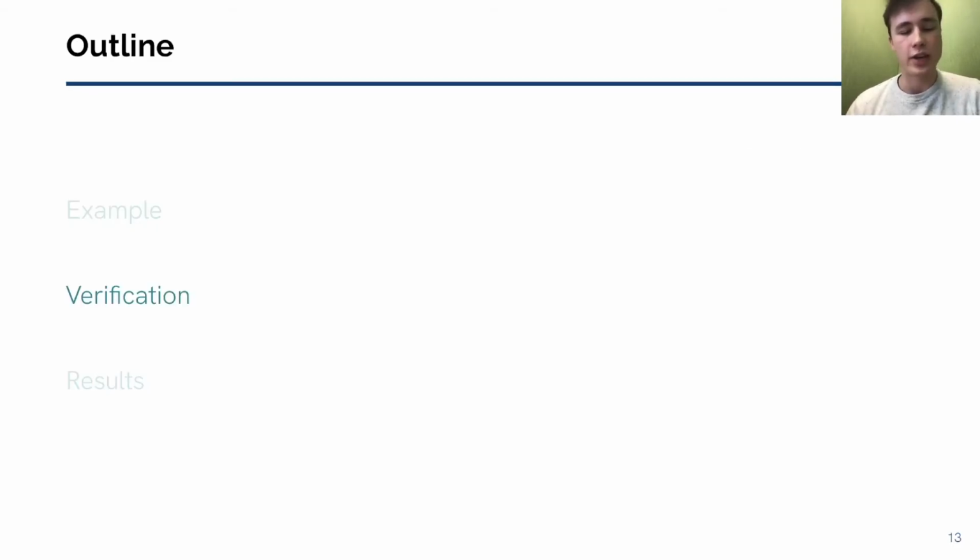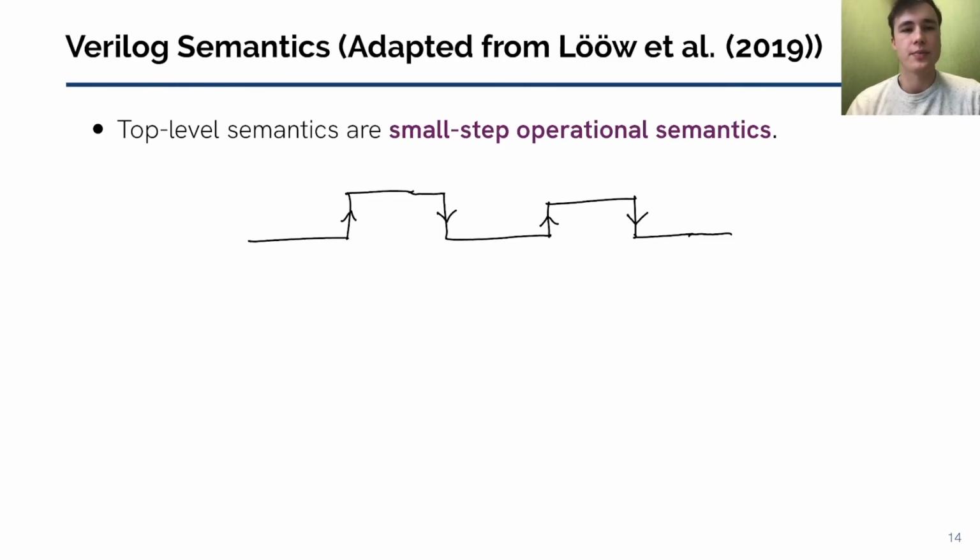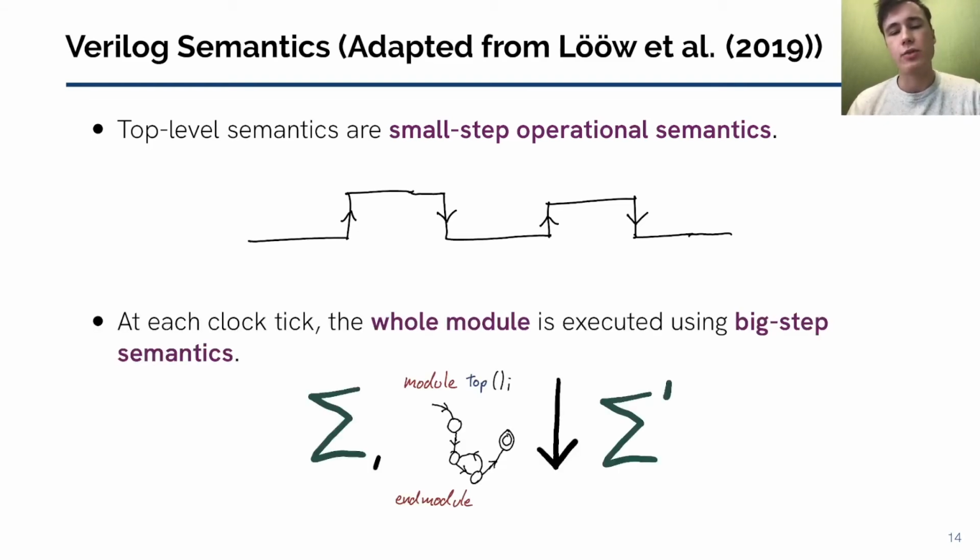So now for how we actually do the verification of the translation. First, looking at the semantics that we use. We use a small step operational semantics that we adapted from Loow et al. from 2019. And the main idea behind these semantics is that the top level of semantics is basically a small step semantics where every clock cycle is one small step. And so at every small step, we actually then perform a big step and execute the whole module in one go at every clock cycle.